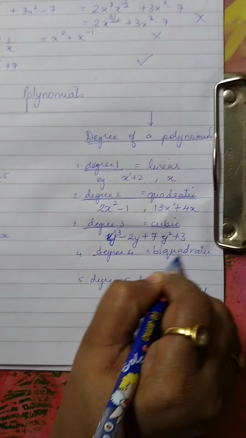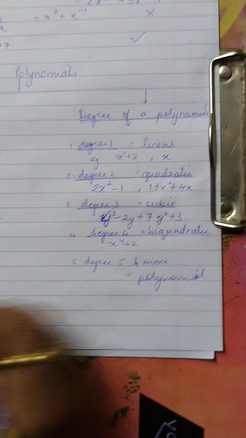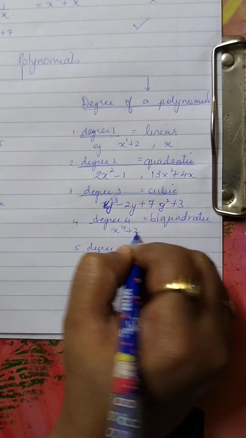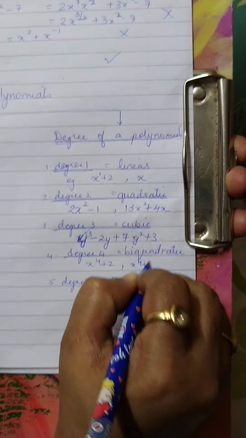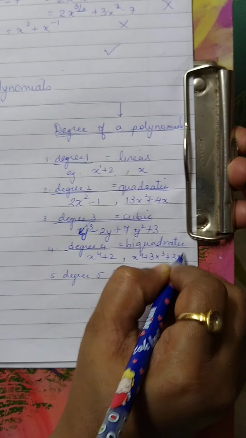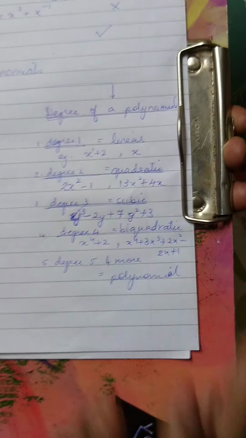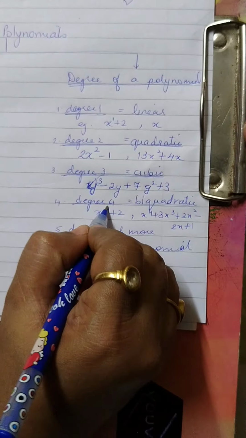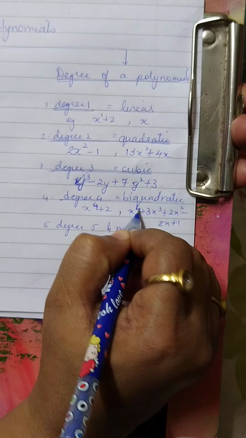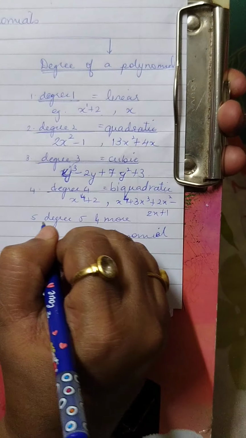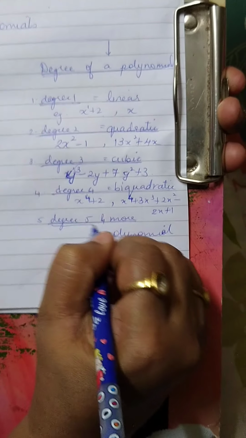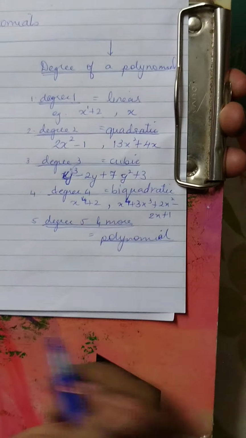When the degree is 4, it is called biquadratic. It could be x raised to 4 plus 2. It could be x raised to 4 plus 3x cube plus 2x square minus 2x plus 1 or anything else. What is important is degree 4. When the degree is 5 or more, then we call it a polynomial, right?